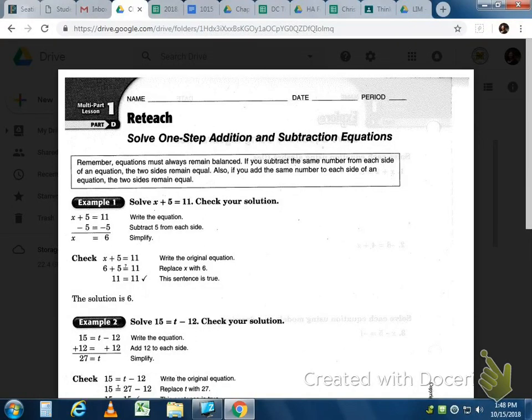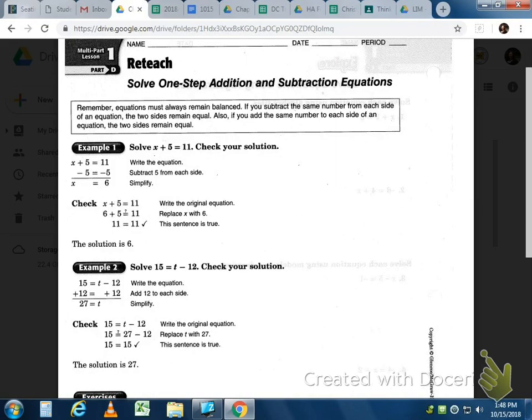4.1D, solve one-step equations by adding and subtracting. So we are going to solve these equations by adding and subtracting the same amount to each side. It tells us in the box to remember equations must always remain balanced. If you subtract the same number from each side of the equation, the two sides will remain equal. Also, if you add the same number to each side of an equation, the two sides will remain equal. So whatever you do to one side of an equation, you must also do to the other side of the equation.